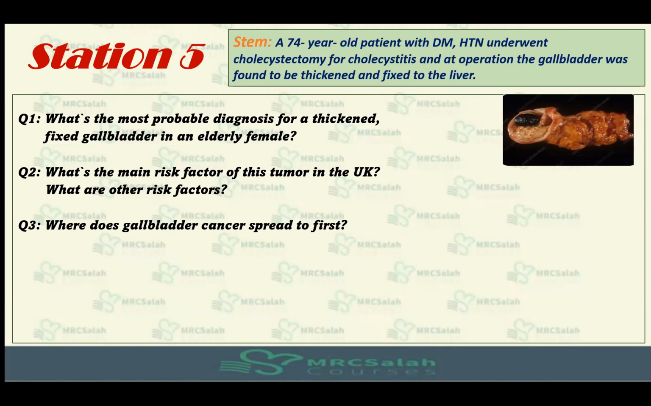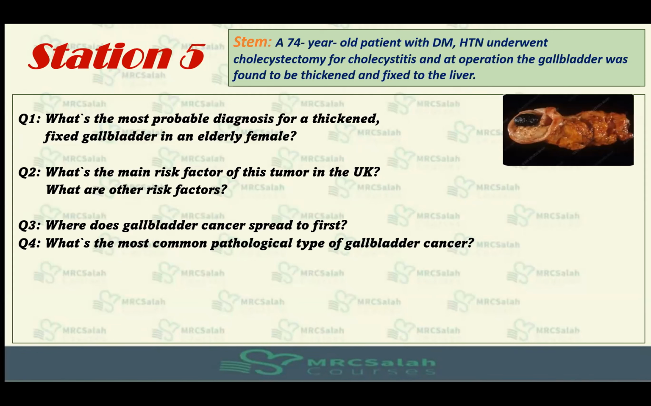First, it spreads to the liver. And what is the next site? What is the most common next to the liver? Accordingly, it may be to the stomach. Yes. What else? To the surroundings in general: the stomach, the lymph nodes, the porta hepatis, maybe the bile ducts themselves. What's the most common pathological type of gallbladder cancer? Adenocarcinoma. Yes, the most common is adenocarcinoma.